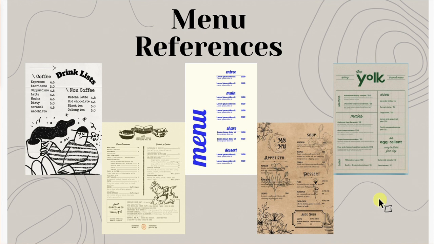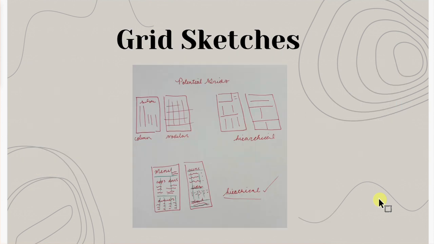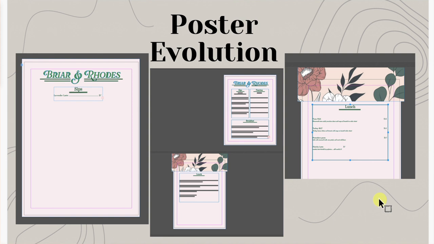I see a little bit of color, not much color. Let's keep going. So here's your grid sketches. Okay, you made a note of what a column sketch is and what a column grid is and what a modular grid is. Some hierarchical stuff. Okay, gotcha. And here's your, oh, it says poster evolution, but I know what you mean.